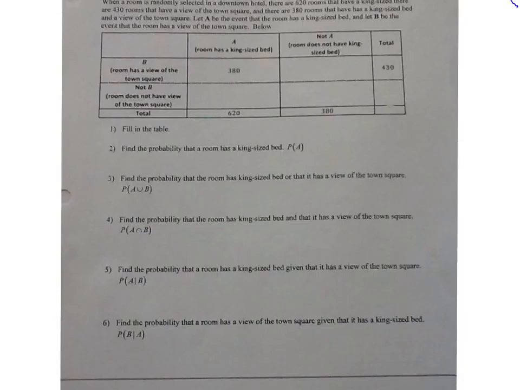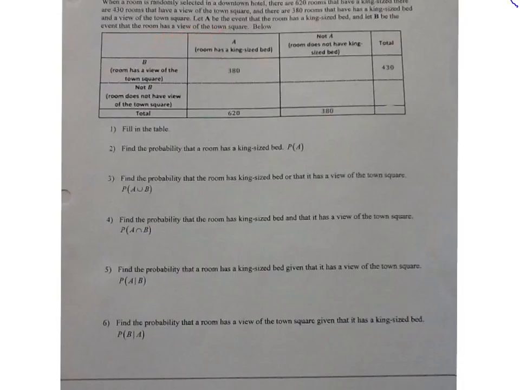Okay, so it says here that when a room is randomly selected in a downtown hotel, there are 620 rooms that have a king-size bed. There are 430 rooms that have a view of the town square. And there are 380 rooms that have a king-size bed and a view of the town square. So we're going to let A be the event that the room has a king-size bed, and let B be the event that the room has a view of the town square.